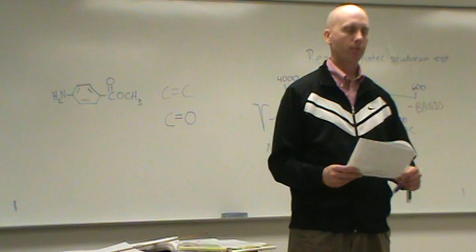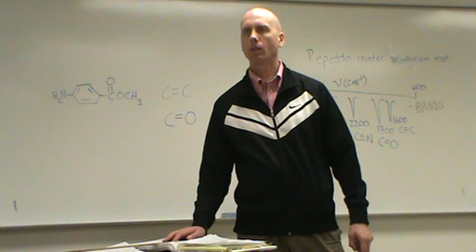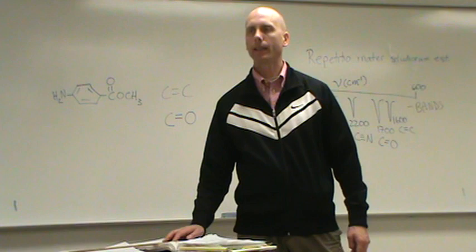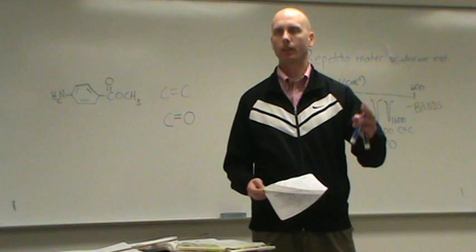Dr. Miller, on that one on the bottom, when you had the 1650, you said it was the carbon-carbon double bond. How do you know whether to go up or down around it? Should we call it 1600 or 1700? No, anything in the 1600s is a carbon-carbon double bond. So even if it's like 1690? That's right. Anything in that little region right there.